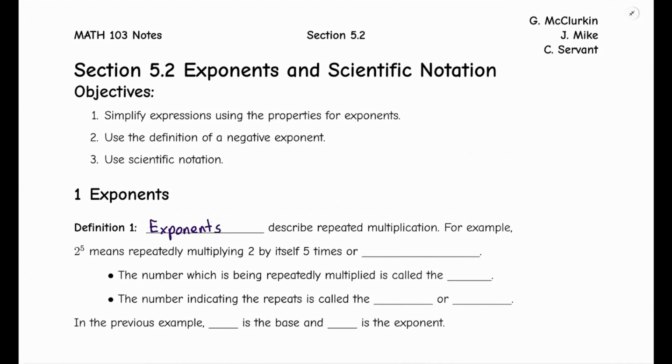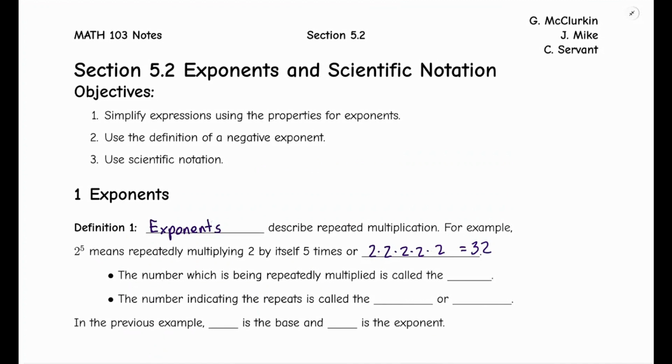describe repeated multiplication. For example, 2 to the 5th means repeatedly multiplying 2 by itself 5 times, or 2 times 2 times 2 times 2 times 2, which is 32, not 10. So the biggest mistake is that people just hear the word multiplying and they go 2 times 5 is 10. No, it means 2 times 2 5 times, which is 32.